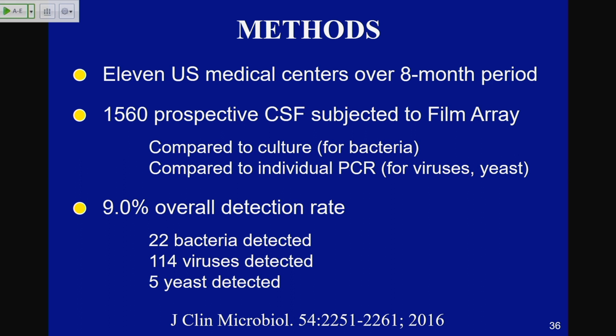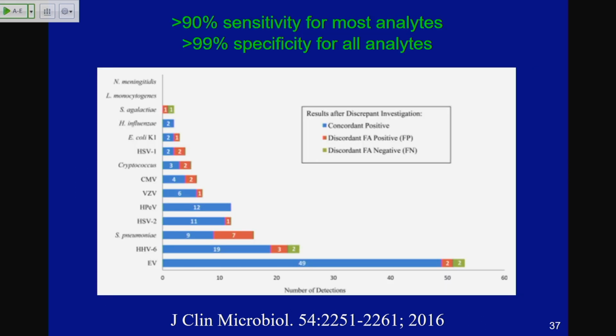And overall in the study, they had a 9% detection rate, but look how it was slanted. I mean, this is a prospective study. They didn't do this on purpose, but it seemed like they assessed a lot more viral agents of meningoencephalitis than they did bacteria and yeast. When you look at the detection rates, so the blue lines are the concordant results.